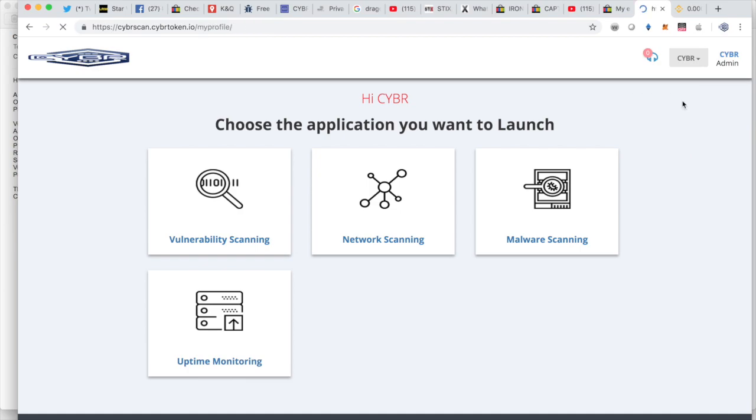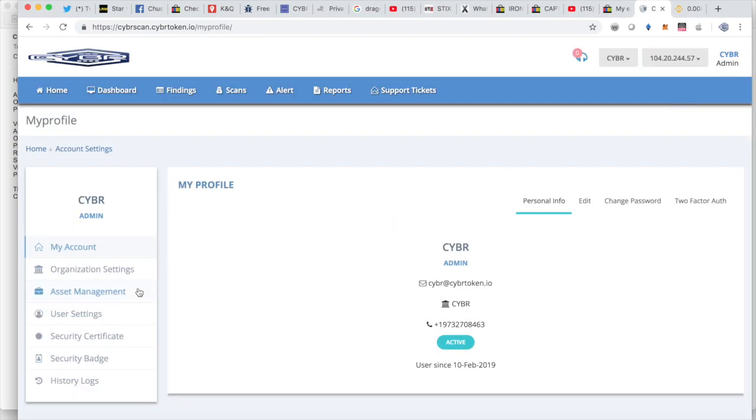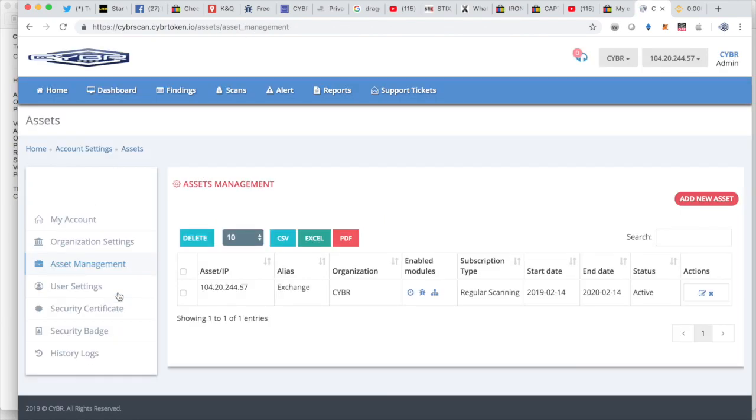And in that profile, it brings up an option for asset management. Now, I have already propagated this with an IP address, and I have run the scan. Now, what I want to do now is see what the results of that scan were.